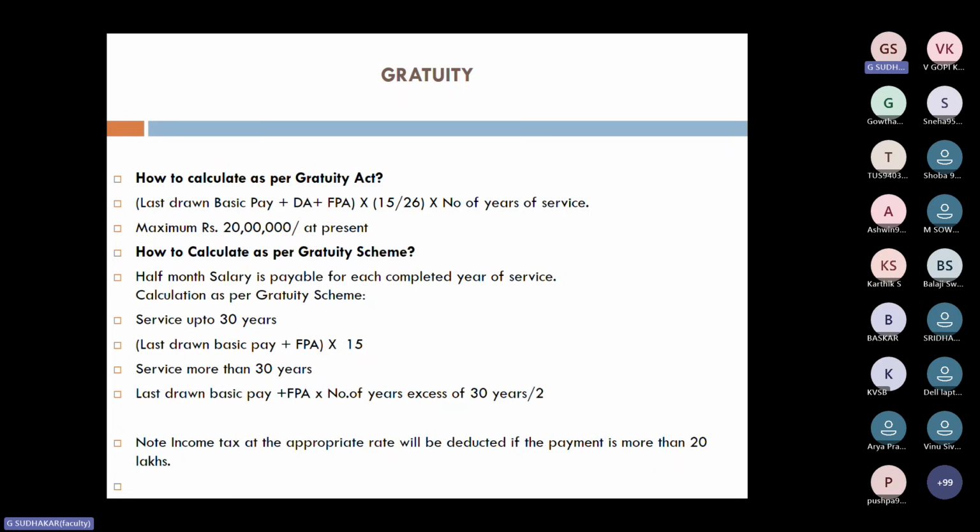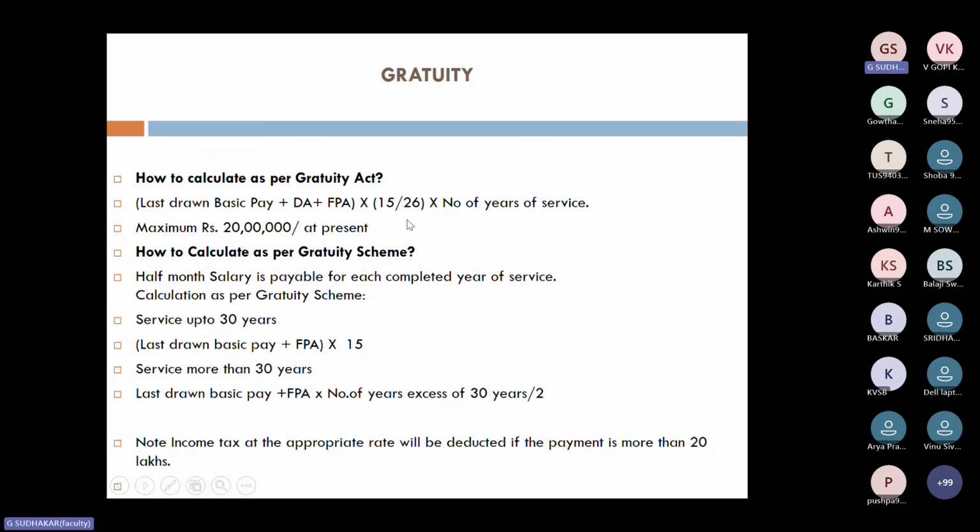The formula is like this. Suppose if they ask you to work out the gratuity, if his gross salary is so and so, you have to multiply 15/26 into number of years. Maximum is 20 lakhs. This is as per the Act, the Gratuity Act 1972.